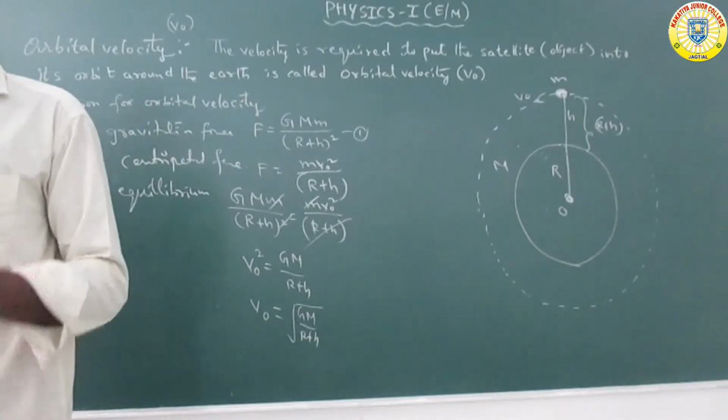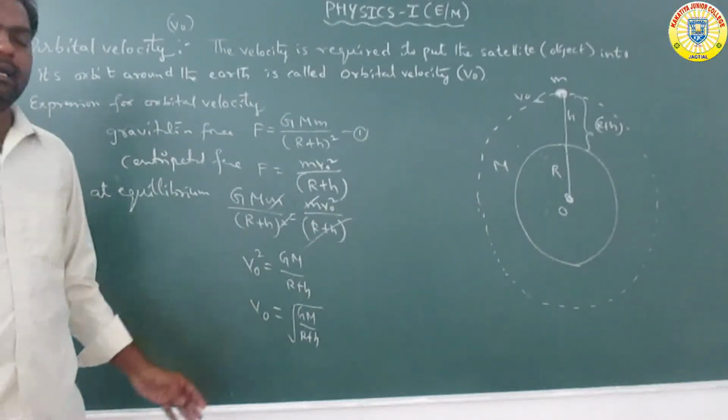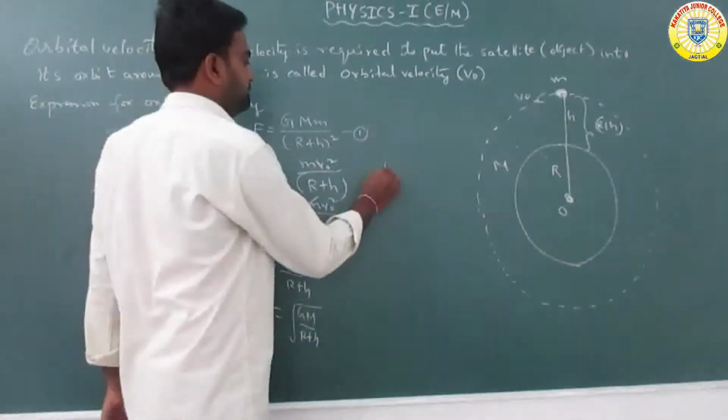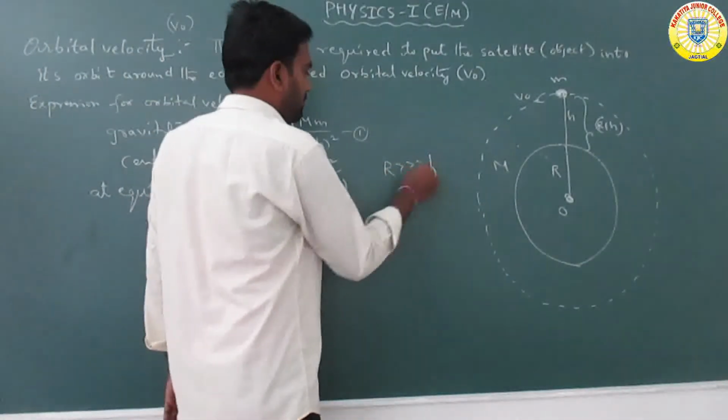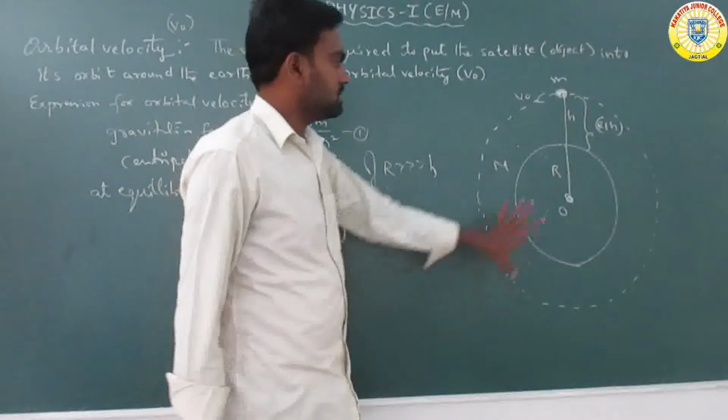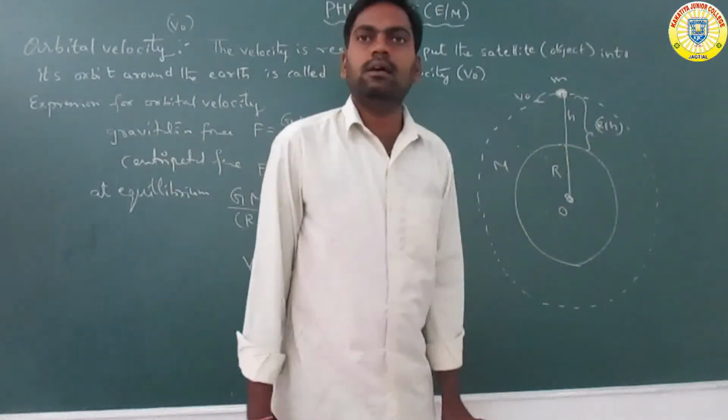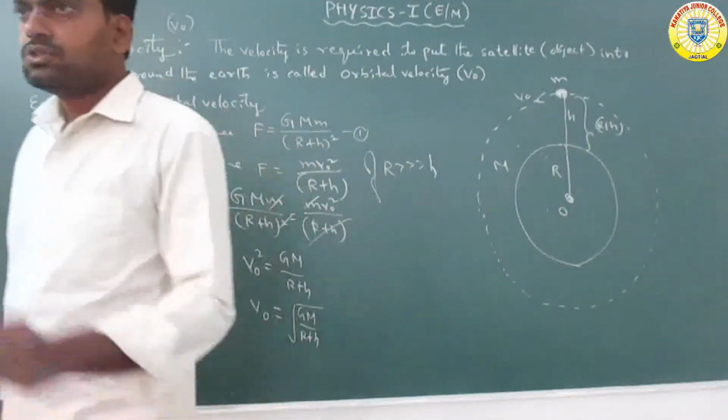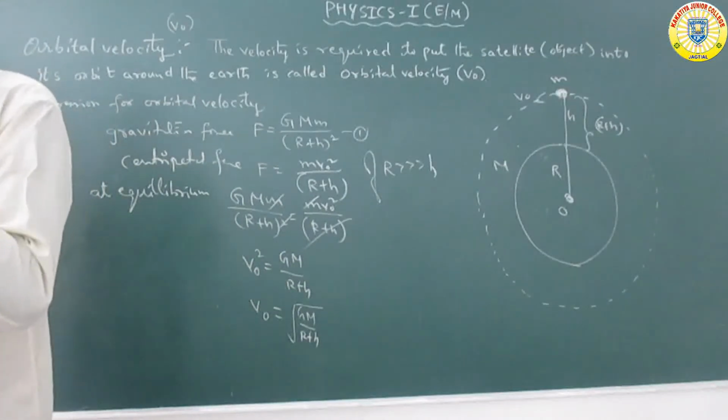h. In the case where r is greater than h, r means radius, and height means the satellite height. The satellite height is nearest to the earth.